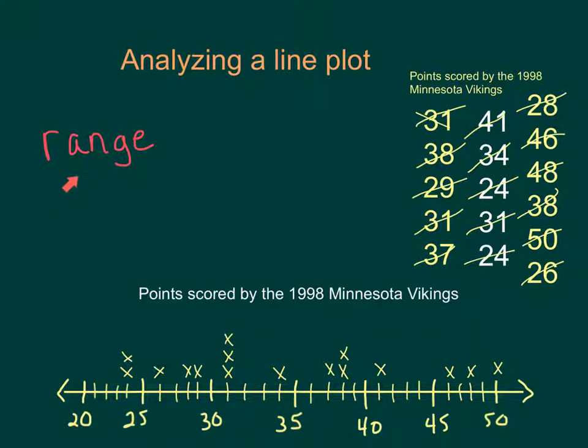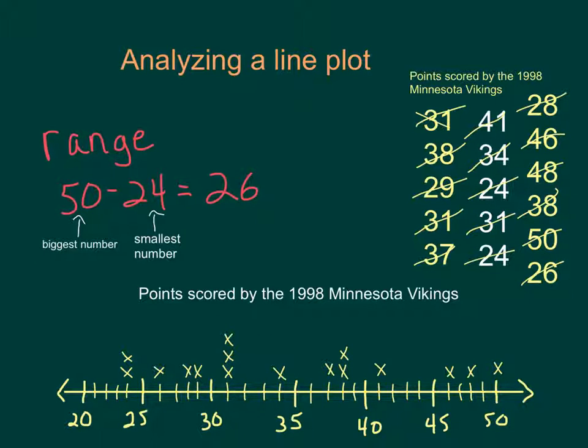I can also find what's called the range, and the range is the difference between the biggest number and the smallest number that we have. So in this case, the range would be 50 minus 24, which would equal 26. So my range of my data in this is 26.